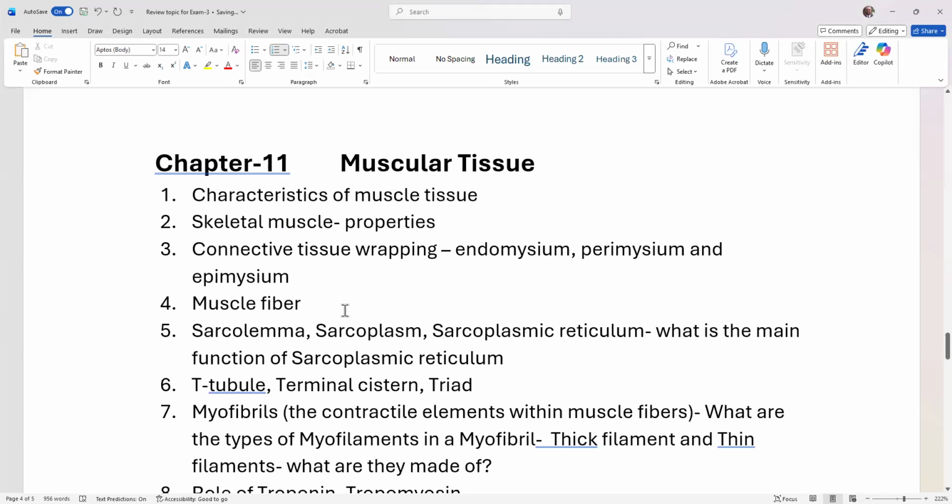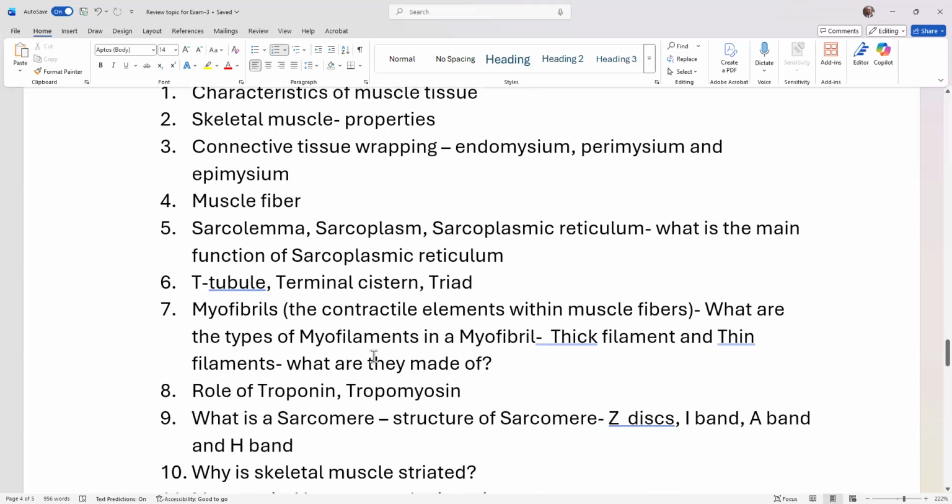So we discussed that a muscle fiber is actually a muscle cell. A muscle cell has a membrane that is a sarcolemma. Inside you have the sarcoplasm. Anything with sarco means muscle. You have the sarcoplasmic reticulum. And what's the main function of the sarcoplasmic reticulum? Connected with that, we should know what are the T-tubules, what are the terminal cisterns, and what is a triad.